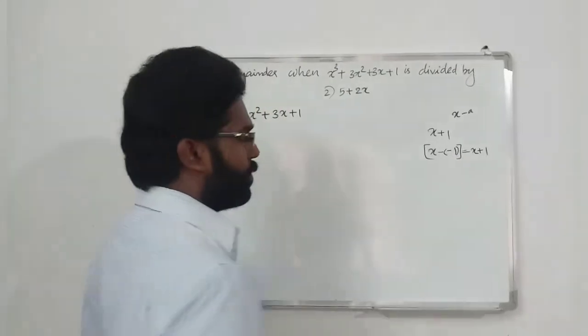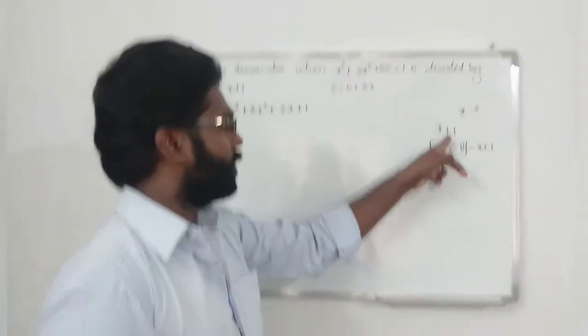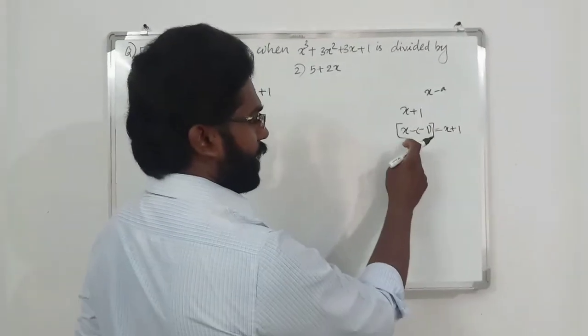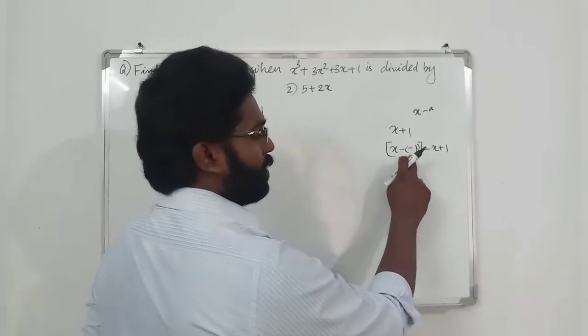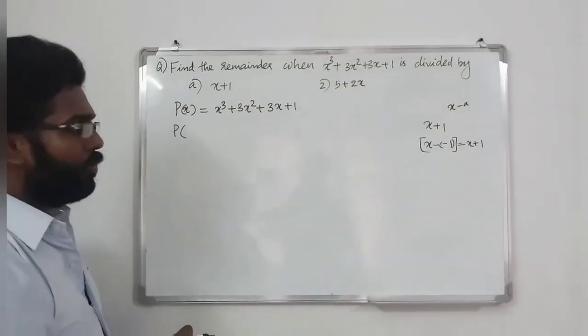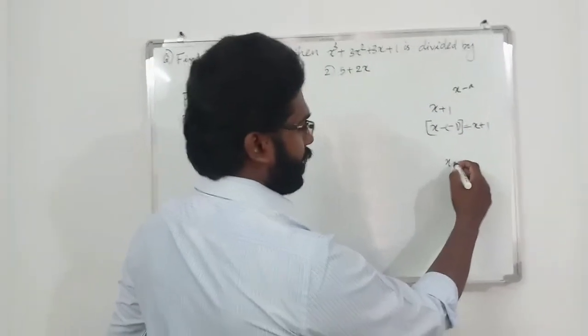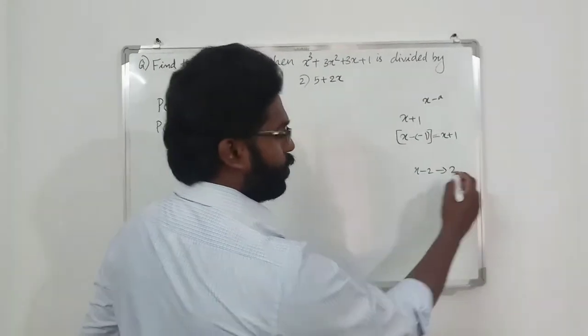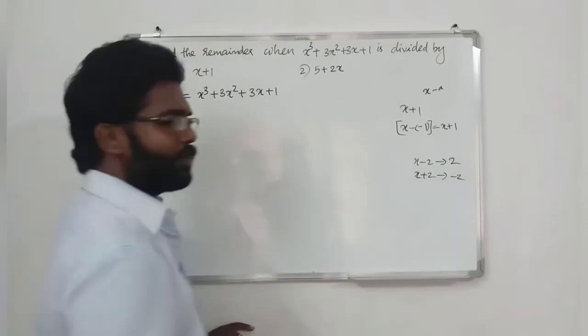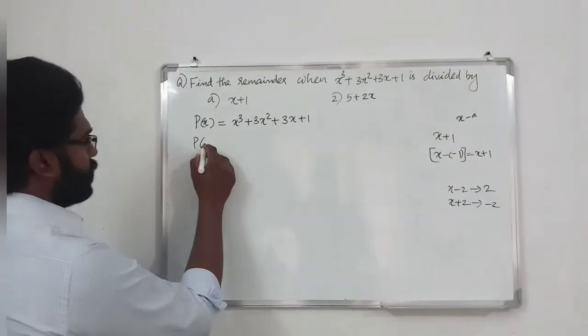We already studied this in previous years. X plus 1 can be written as x minus minus 1. So this is in the form x minus a. What is in the place of a? Minus 1. I already told you, if x minus 2 is our divisor, you put 2. If x plus 2 is our divisor, you put minus 2. Simple. So you put minus 1 here.